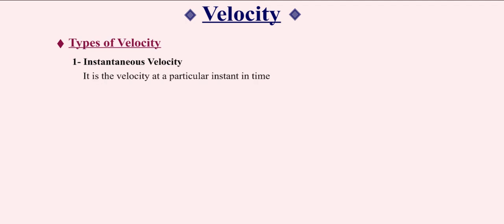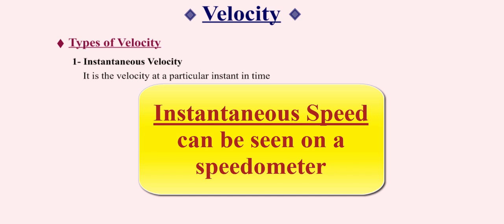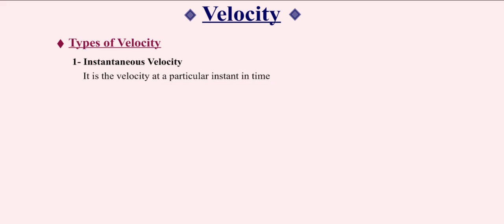We have two types of velocity. The first type is the instantaneous velocity, which is the velocity at a particular instant in time. So it is the speed and direction of a moving object at an instant of time. One way to know the instantaneous speed is the speedometer of a car. We explained how to do so in another video.